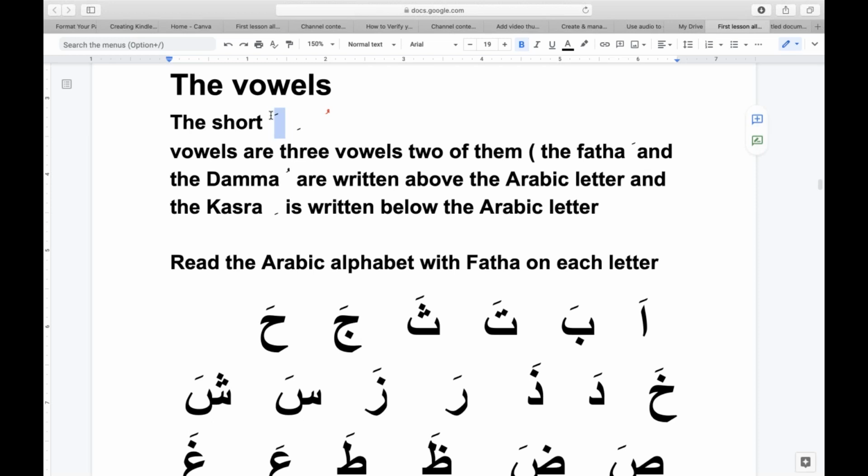And "a," which is fatha: why do we name it fatha? Fatha, fatih, the word fatih means opening.